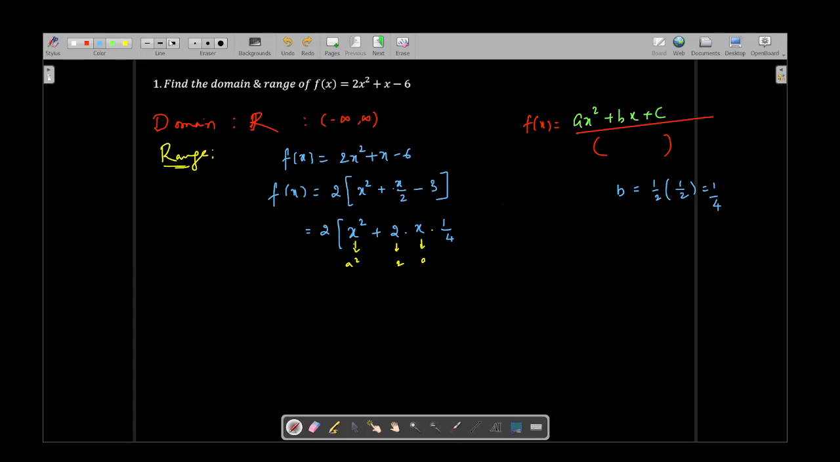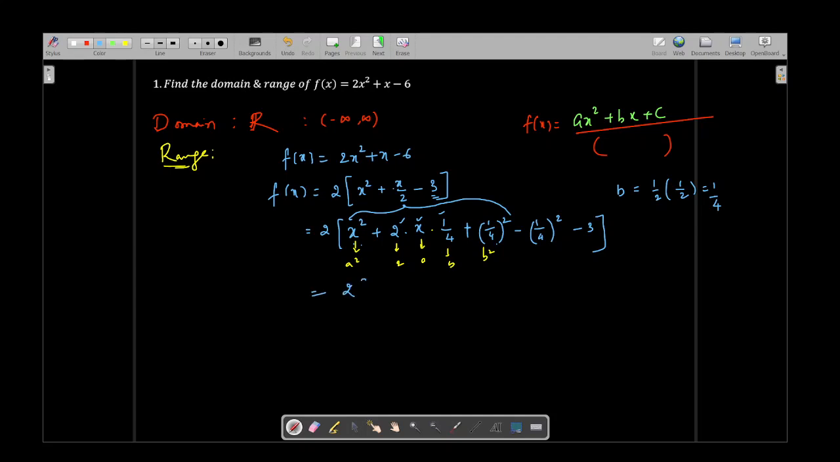Then we have found b. Next is b square, which I have to add. I have 2ab, now I want b square. What is b square? b square is 1 by 4 whole square. I've added 1 by 4 whole square, so I have to subtract the same number, 1 by 4 whole square. Plus minus 3 is this number. So from these three terms, this completes a square. This is a square, this is b square, and this is 2ab.